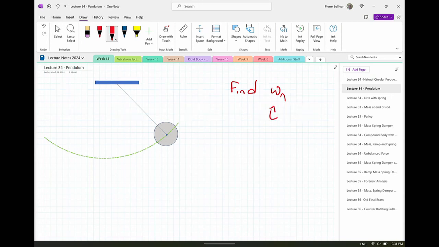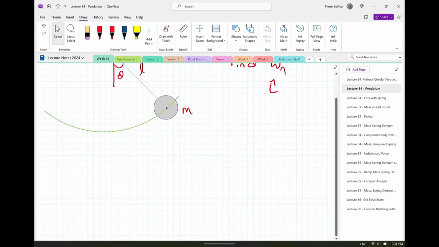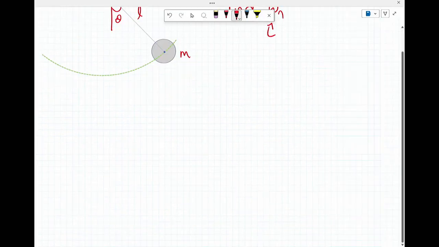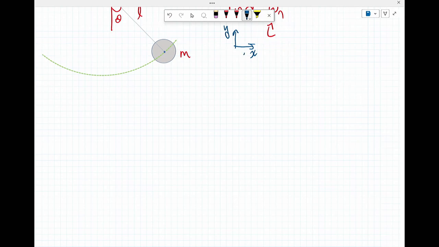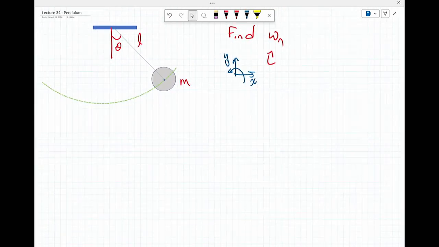So you're asked to find the natural circular frequency of a pendulum, and the pendulum has a length L, it's got theta, and it has a mass. And again, as is usual in these cases, you have x, y in a positive moment that is counterclockwise.